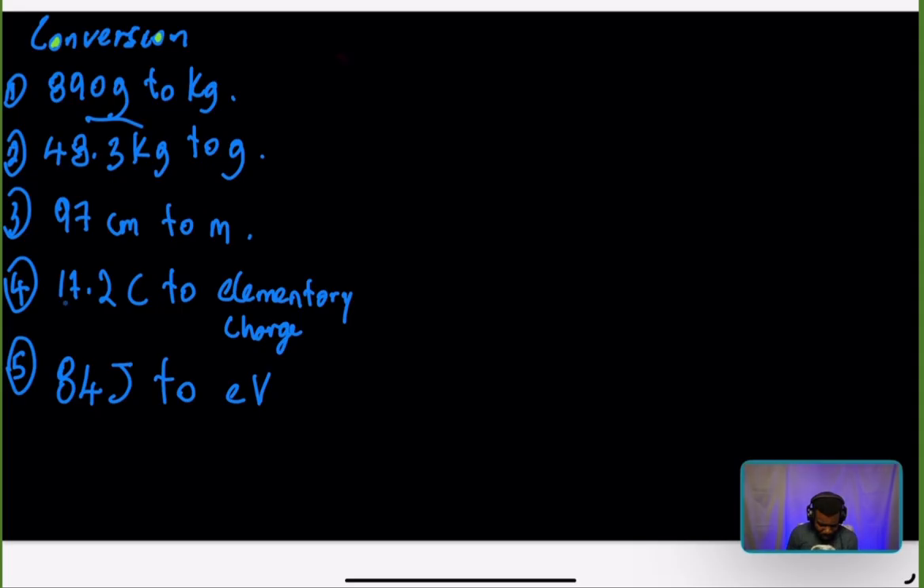We have 17.2 coulombs to convert to elementary charge. Now, we might not know what a coulomb is as yet, or what an elementary charge is. But even if we don't know, once we know the relationship between them, we can do the conversion. Now, how do I get the relationship between them? In the first video that I made, I talked about the reference table. That is where we're going to go to find the relationship between elementary charge and coulomb.